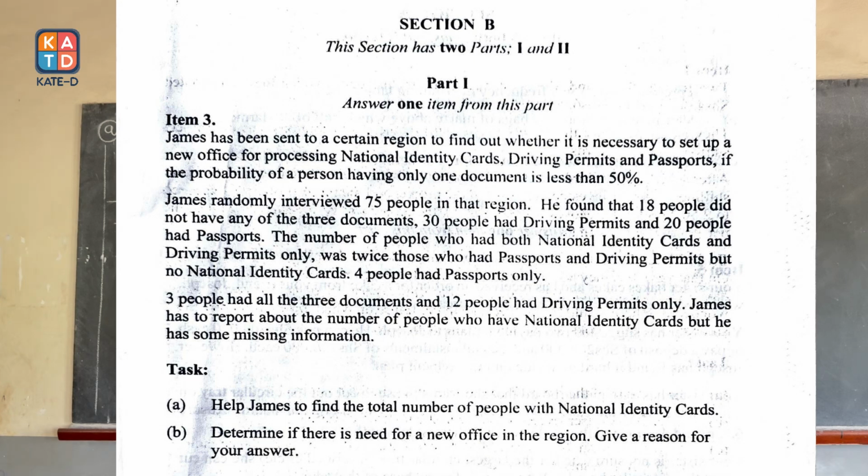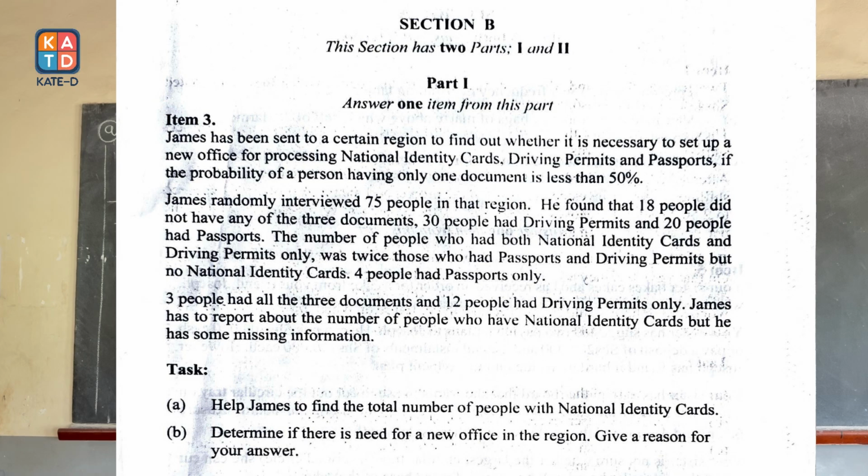James has been sent to a certain region to find out whether it is necessary to set up a new office for processing national identity cards, driving permits and passports. If the probability of a person having only one document is less than 50%, James randomly interviewed 75 people in that region. He found that 18 people did not have any of the 3 documents. 30 people had driving permits and 20 people had passports.